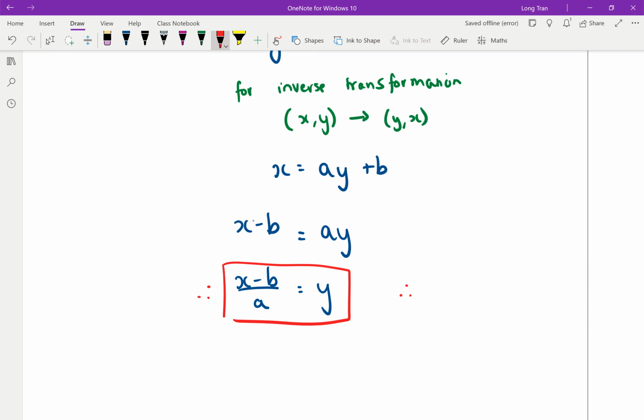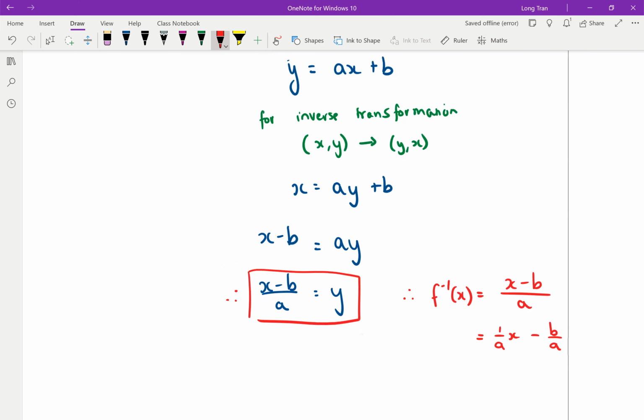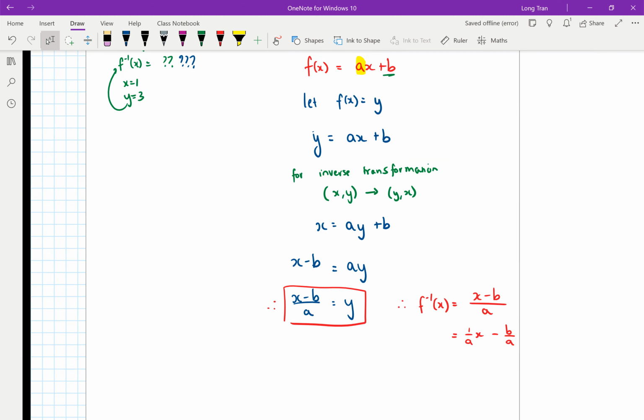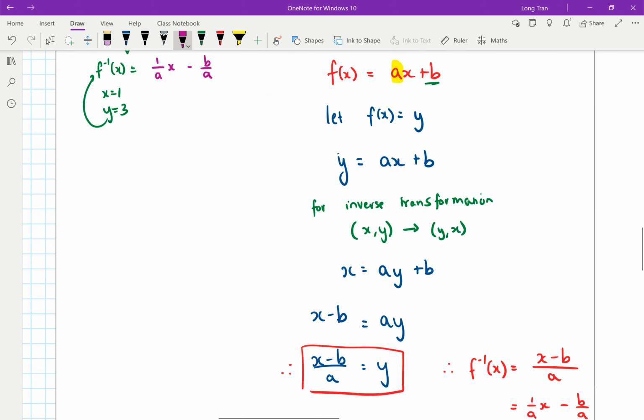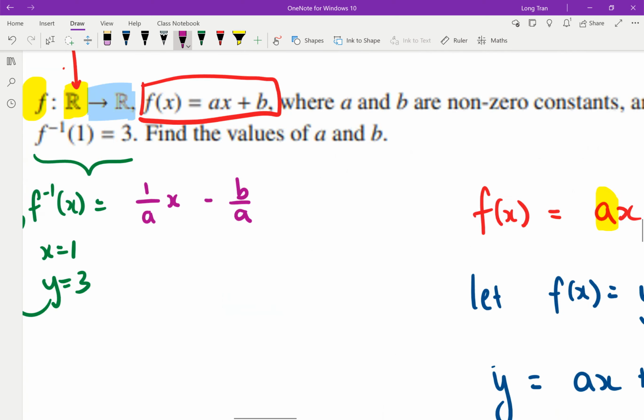So therefore, f inverse of x must be x minus b all over a. Or, if you like to break it out into fractions, then it's 1 over a times x minus b over a. I'm just separating the fractions. Cool? So that's my f inverse. Now I've got both of them, the two equations. I've got f of x, and I know the inverse is 1 over a times x minus b over a. Is that correct? Just double checking. Yep. All right, so I've got two equations here.